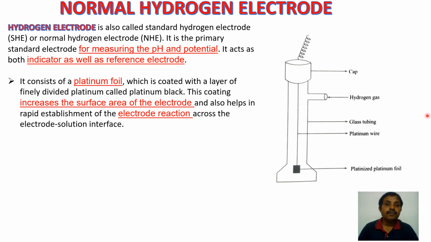It consists of platinum wire. It consists of platinum foil here, which is coated with platinum black. This coating increases the surface area of the electrode, which helps in the establishment of the electrode reaction, that is, it helps to conduct the chemical reaction, the redox reaction taking place at the electrode.